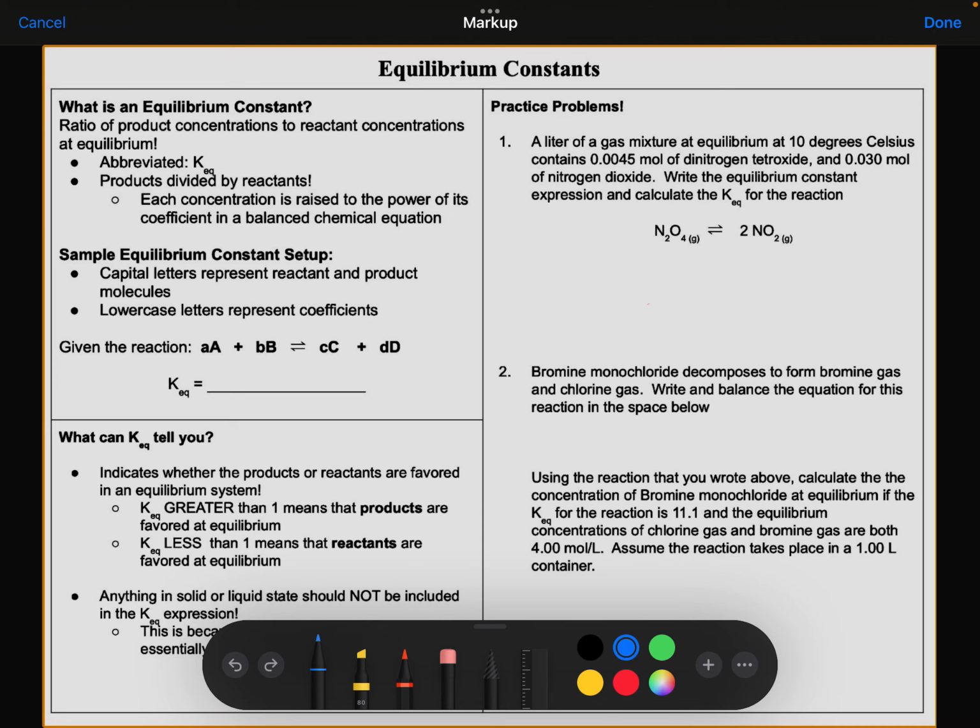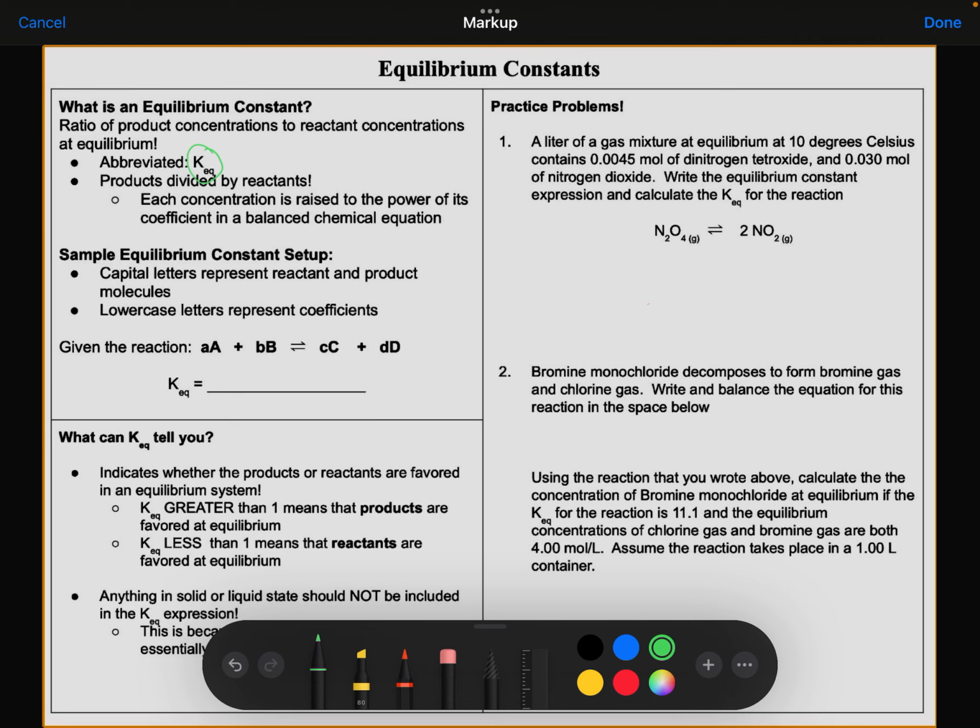So to move on, equilibrium constants are a value that is abbreviated K sub EQ. So we are actually seeing that value pop up right here. And that KEQ is a value that is calculated by effectively dividing your concentrations of products by your concentrations of reactants. And in that calculation, each concentration is going to be raised to the power of its coefficient in a balanced chemical equation. So we've been working with balanced chemical equations all over the place. You should have those pretty much down by this point.